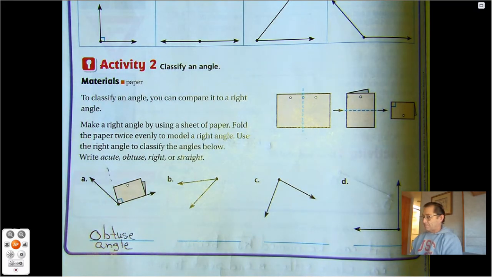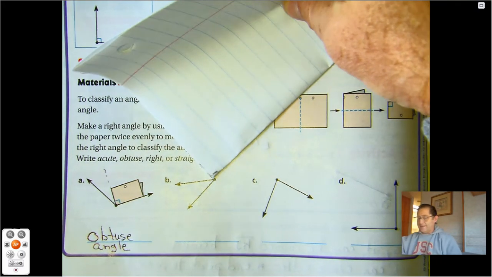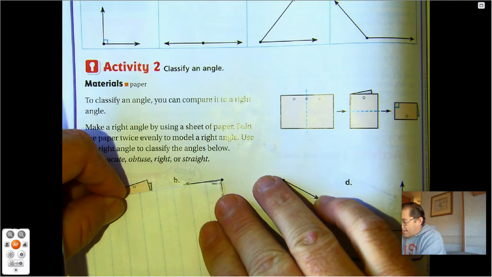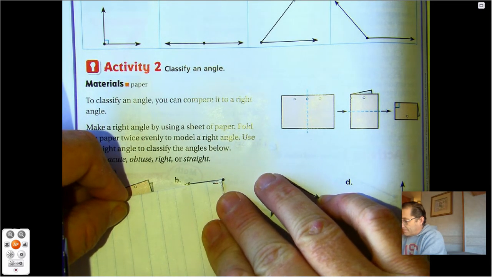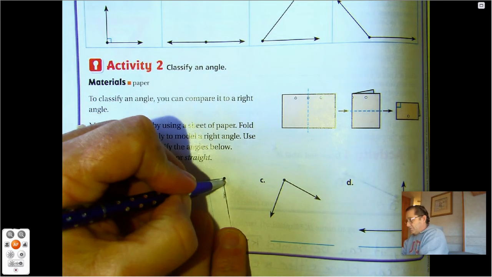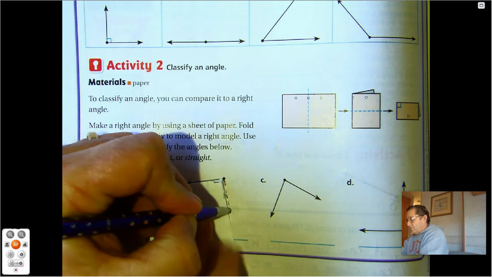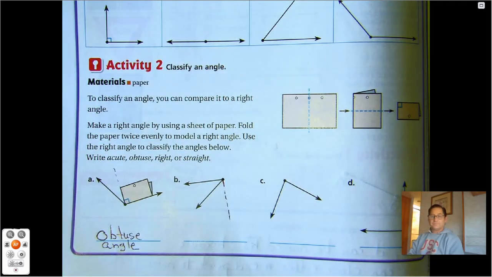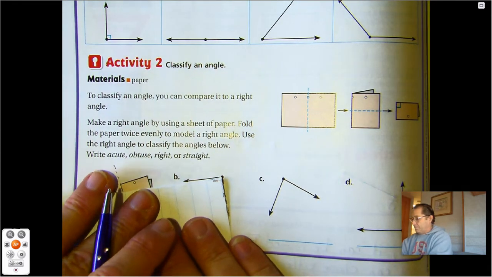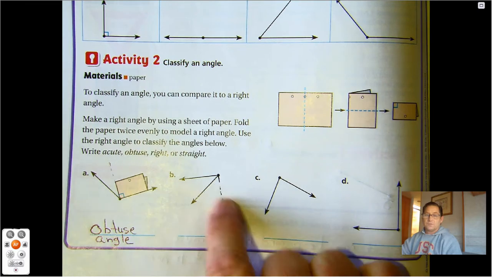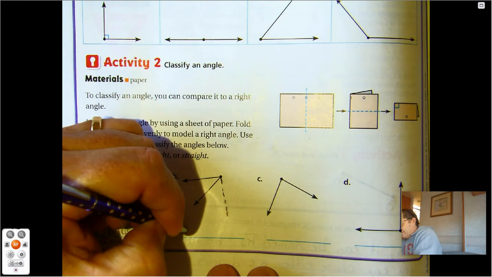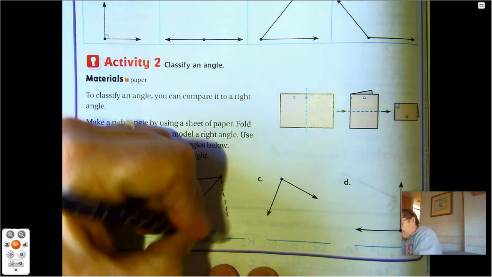Okay, now B. I wouldn't put the corner of the paper like that because I'm not measuring anything. So I want to put the corner of the paper matching one of the rays. Okay, just like that. And again, if I drew the right angle, this would be a right angle. It matched the size of my paper. This is not open as wide as a right angle. So this is an acute angle.